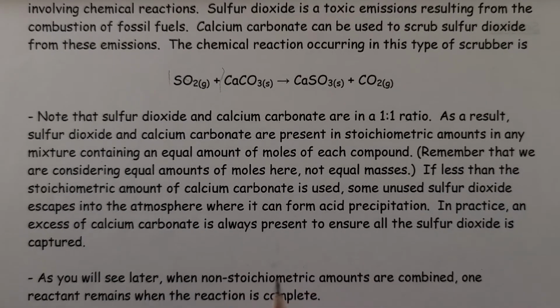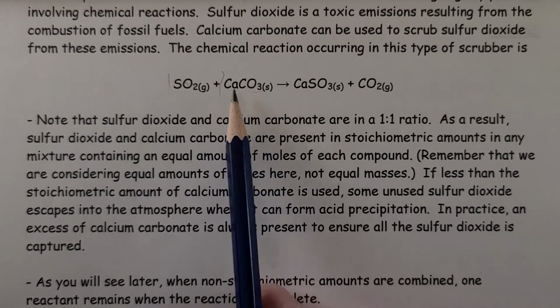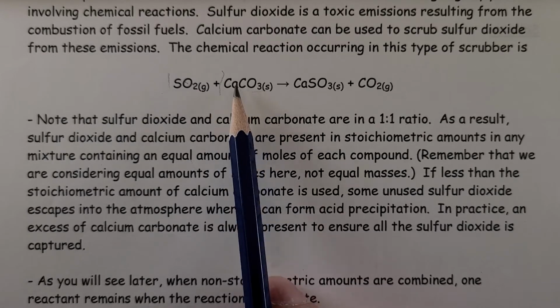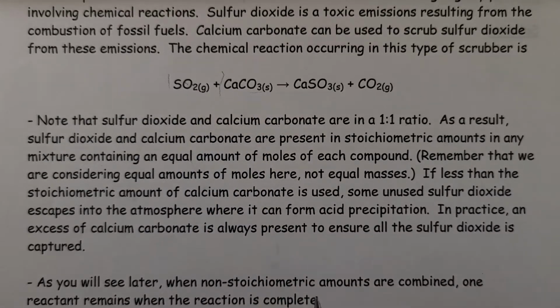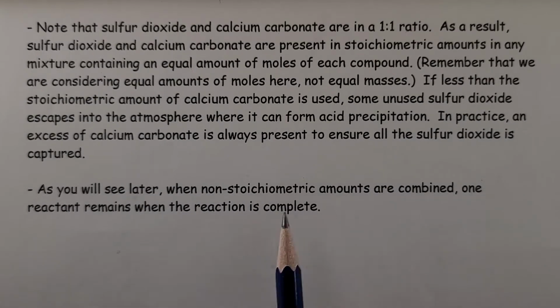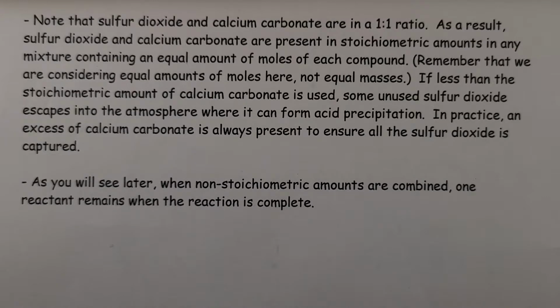In practice, an excess of carbonate is usually used. So in the real world, we'd likely use more than enough of this. Even if we have leftovers of calcium carbonate, it's okay as long as we use up all of the sulfur dioxide. So as we'll see later, when non-stoichiometric amounts are combined, one reactant remains when the reaction is complete.